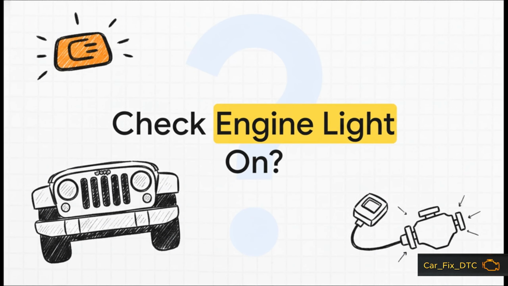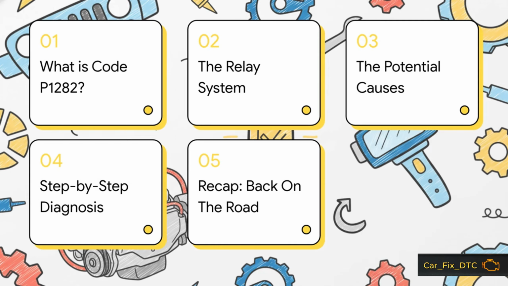Yep, there it is, that check engine light. It feels like it's mocking you, right? And the scanner spits out P1282. It's an annoying situation for sure, but you've come to the right place. We're going to break down what this code means and, more importantly, how you can get your Jeep running right again. Here's our game plan.